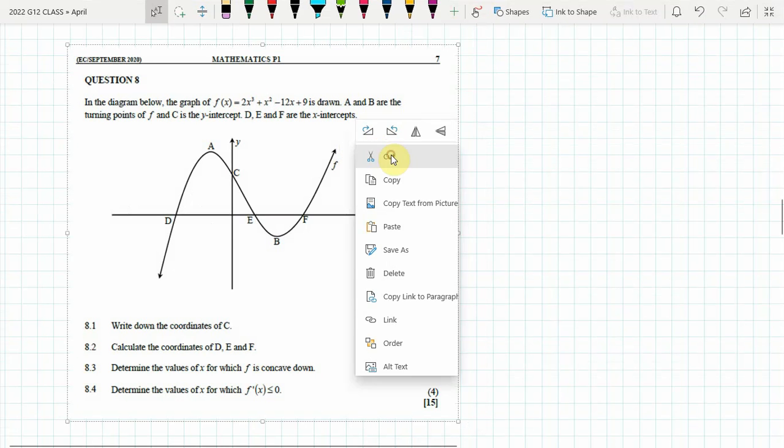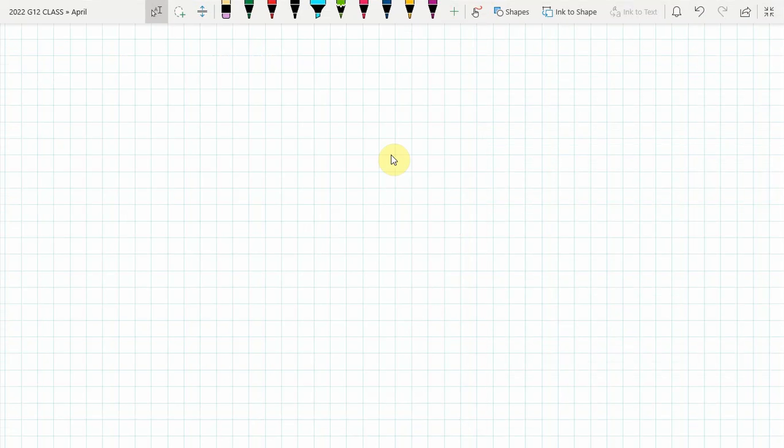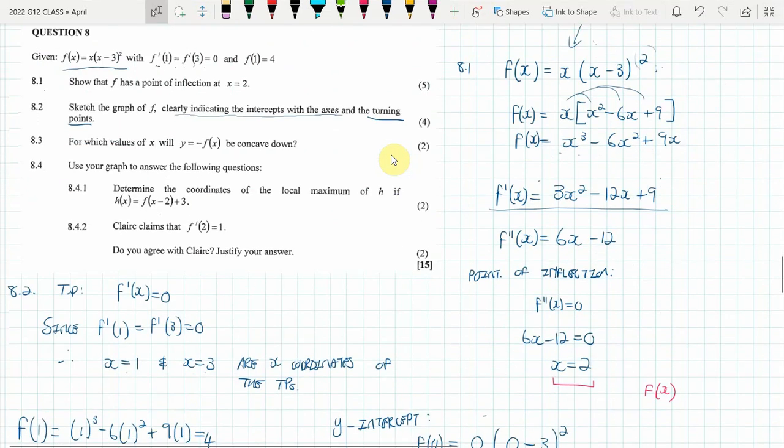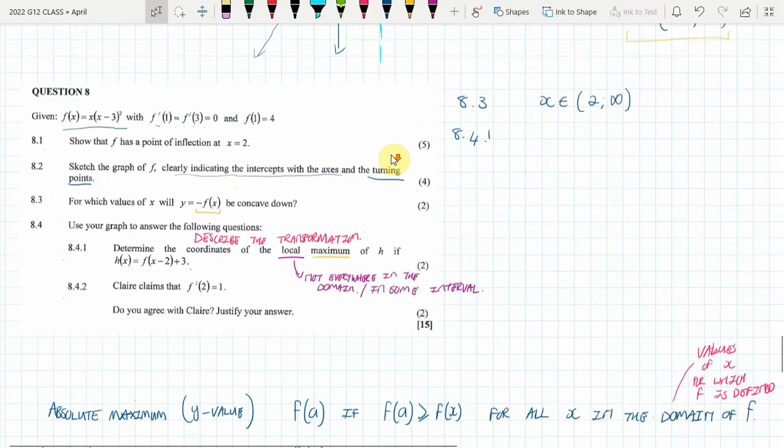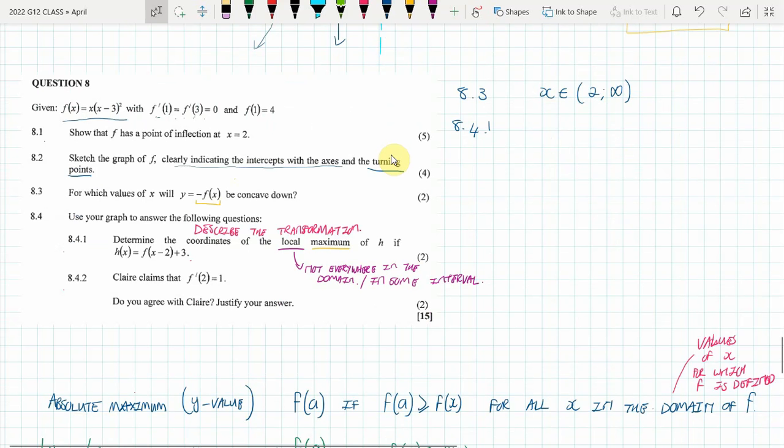For this one, can you go back to the previous question quick? Here, 8.4.1. Can we solve it by saying same sign, change sign to get the points? To describe the transformation, it's not accurate. It's not an accurate description.